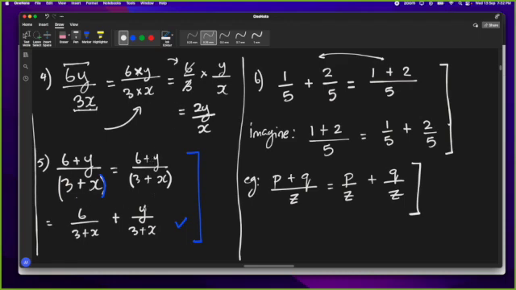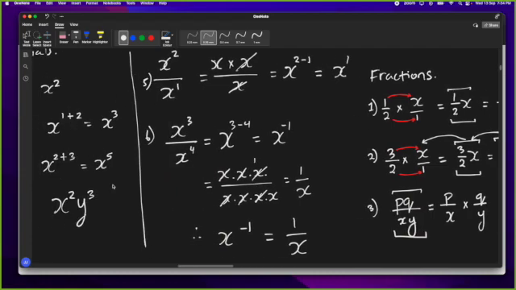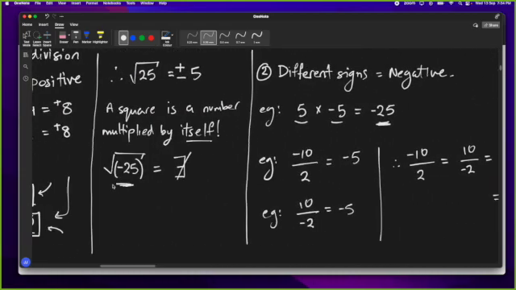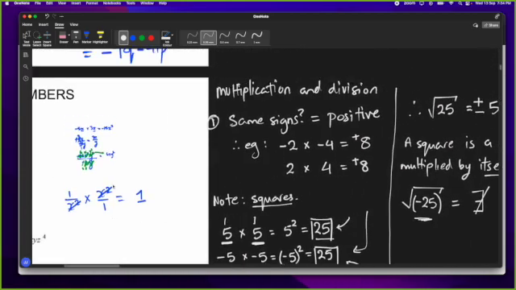Addition separates numbers. Sydney, is your brain starting to swell inside of your head right now? Yeah. Yes, that's 100%.